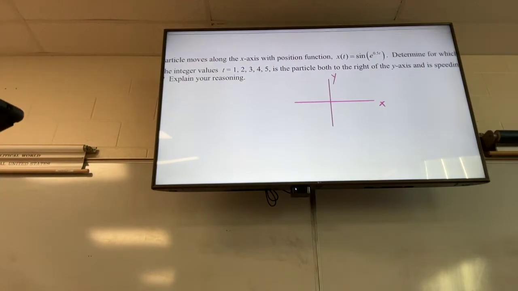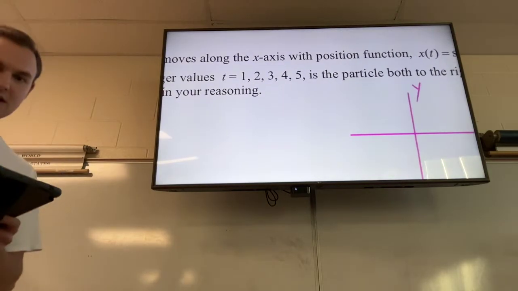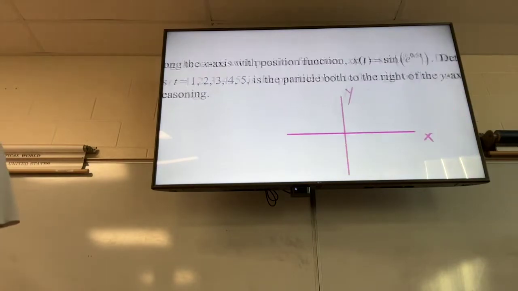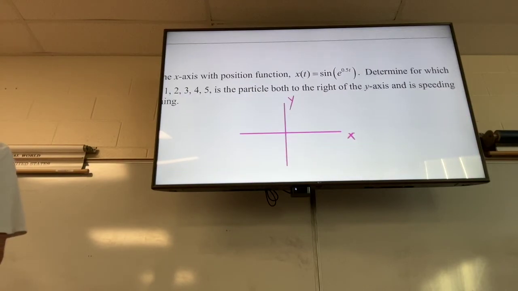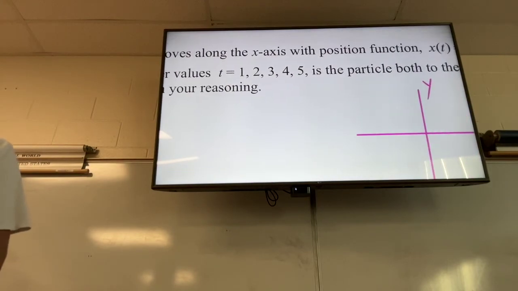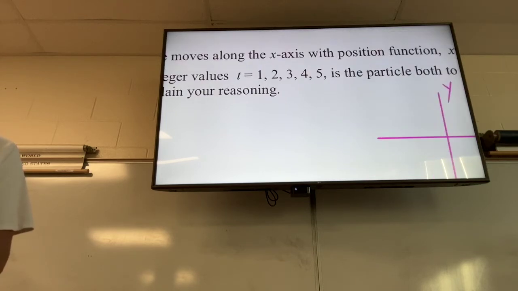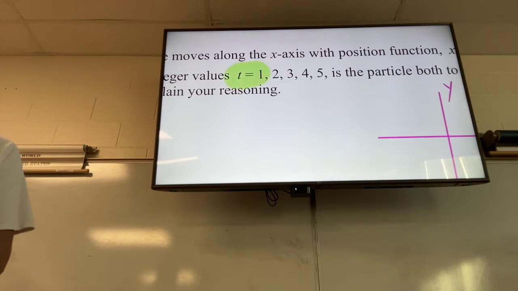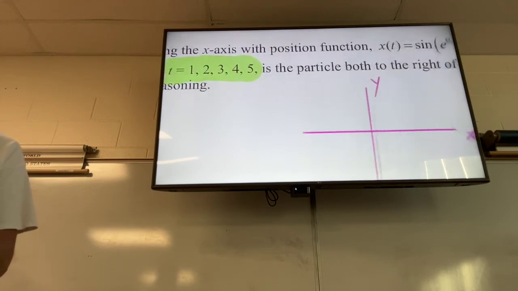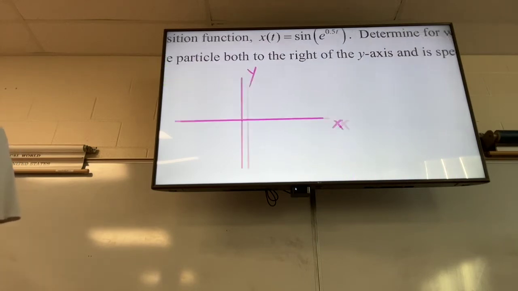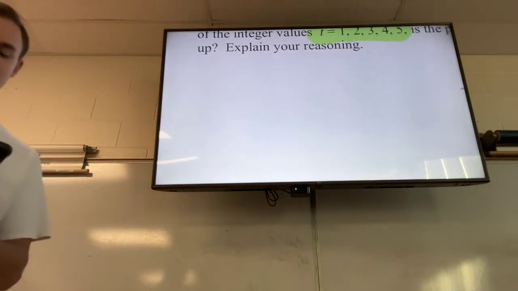So they want us to determine, they give us these 5 values for t. T is the variable we plug into our function for x. They give us these 5 values for t, and they ask us for which of these 5 values of t is the particle both to the right of the y-axis and speeding up?